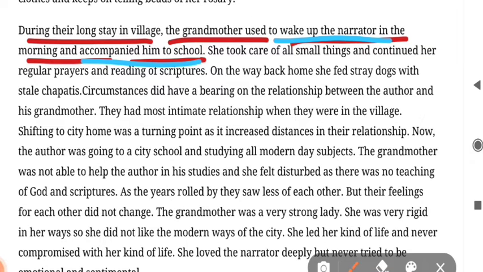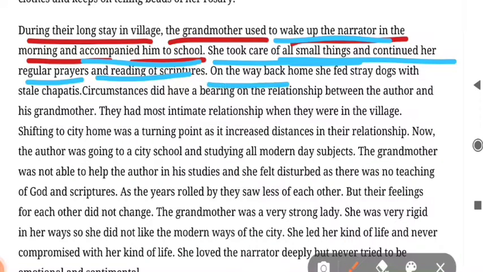She took care of all his small things and continued her regular prayers and reading of scriptures. So looking after small things, she never discontinued her regular scenarios. Her regular scenario was like regular prayers and reading of scripture, she continued that too, along with looking after the smallest need of the narrator, right?